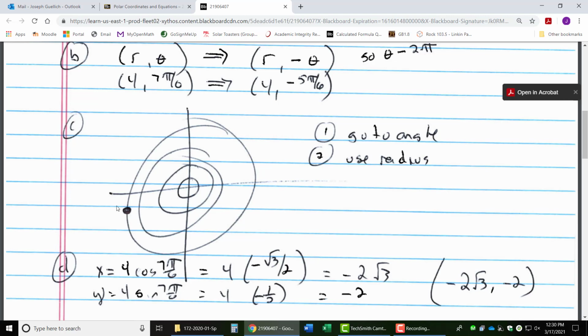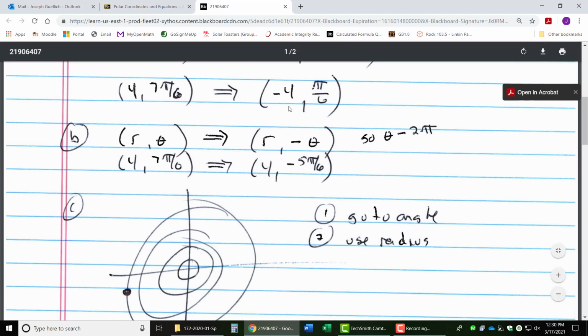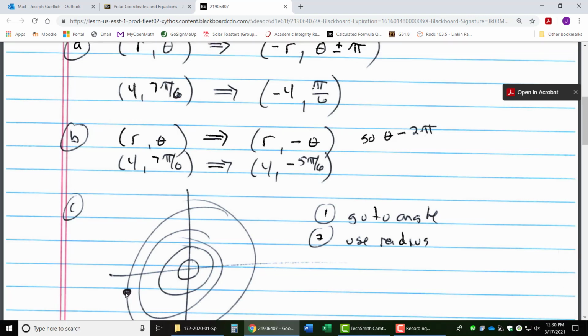If we were starting with the part A answer, where the angle is pi over 6, that would be in quadrant 1. And so the negative 4 then says, oh, we'll put the point over here in the opposite quadrant, which would be quadrant 3. And we get the point in the same position.